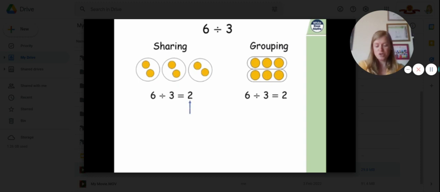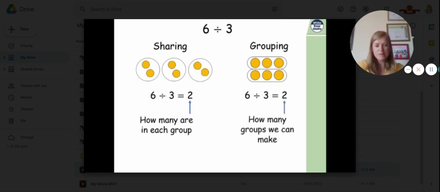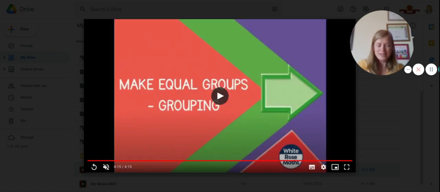And finally, the 2 represents how many counters are in each group when we are sharing. And when we're grouping, it tells us how many groups we can make. So, year 2, I want you now to go and look at the slides and look at the example on the slide and do the division number sentences in both using grouping and using sharing.